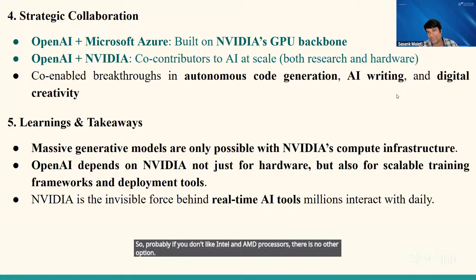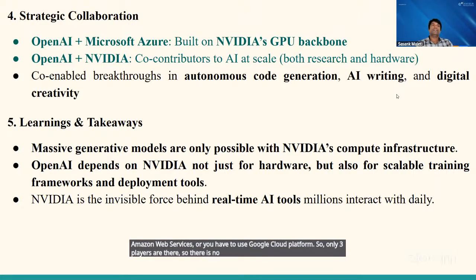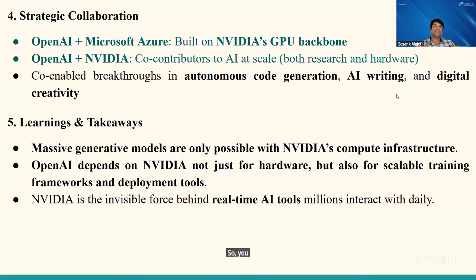You cannot use a computer. Forget about using a computer. So you have to buy one. Like that, for GPU, you have to use Nvidia or AMD. There is no third option. For cloud services, you have to use Microsoft Azure, or Amazon Web Services, or Google Cloud Platform. So only three players are there. There is no fourth alternative. Like that, a few things are only limited. You cannot go beyond that, and you cannot explore, because such companies don't exist.